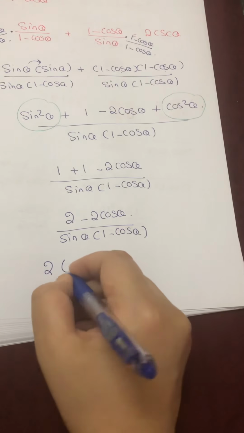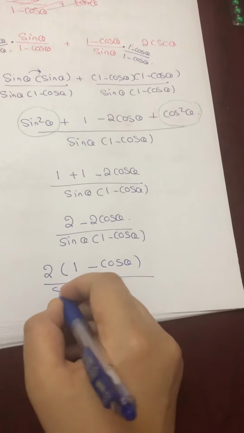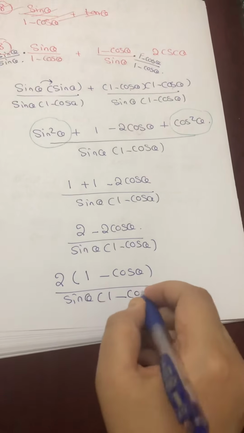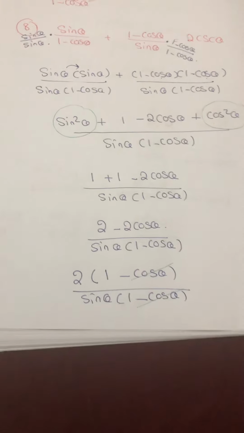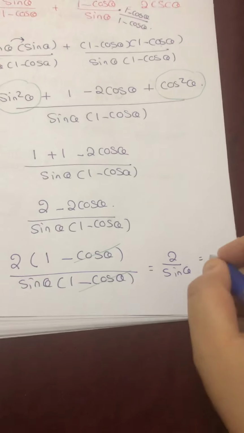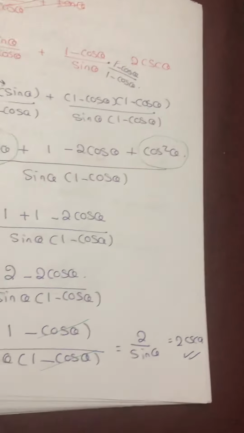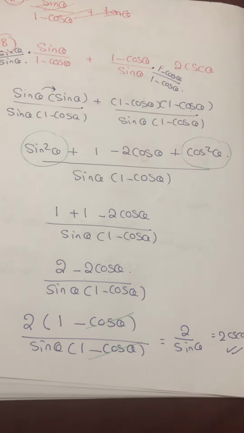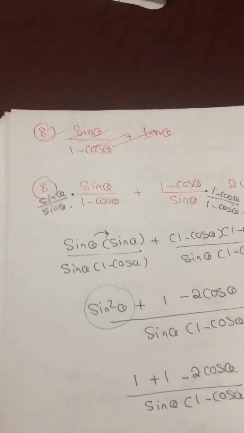If I take 2 as a common factor, I'm going to be left with 1 minus cosine theta all over sine theta times 1 minus cosine theta. And of course, you cancel this, I'm going to be left with 2 over sine theta, which is 2 cosec theta. And here the question has ended, because I wanted to reach 2 cosec theta. Okay, this is regarding question number 8. I'll send you a PDF of all of that, of course.